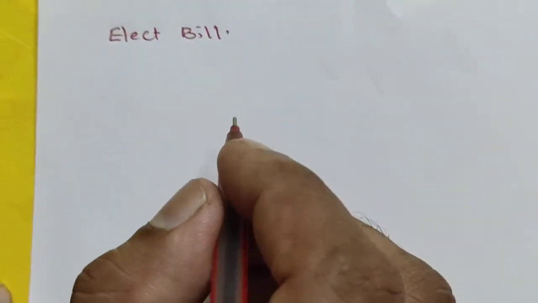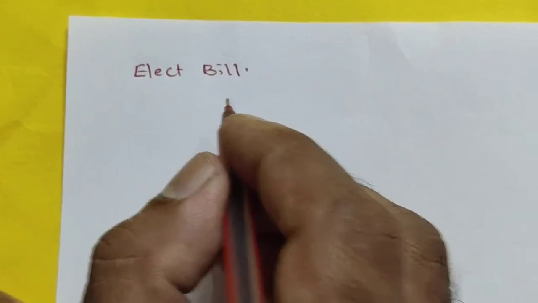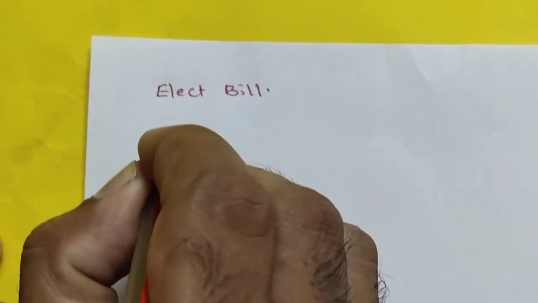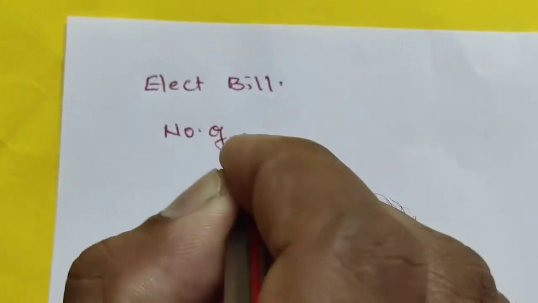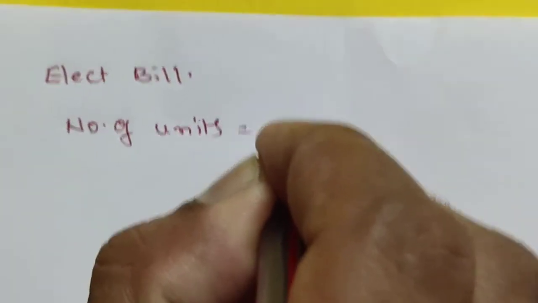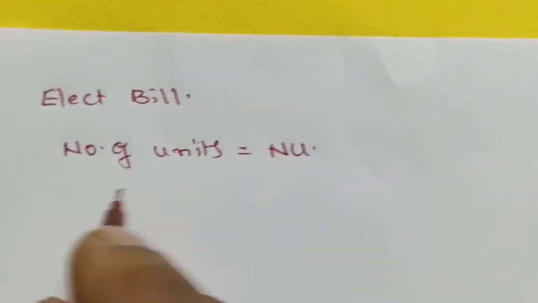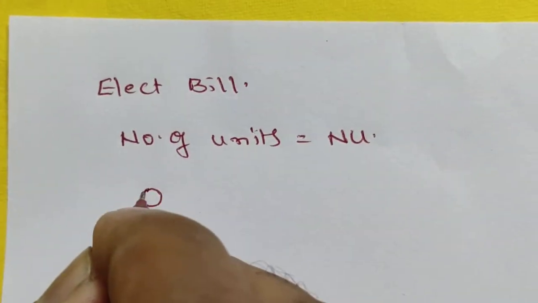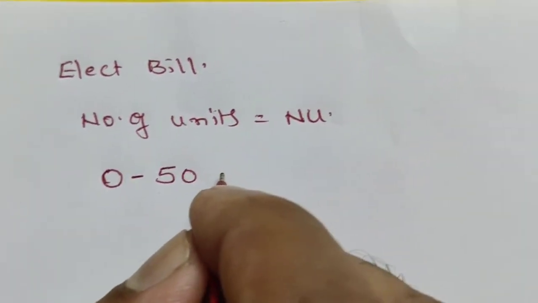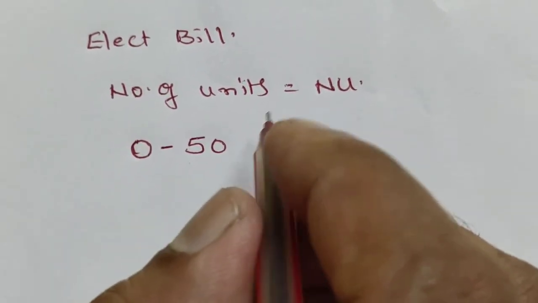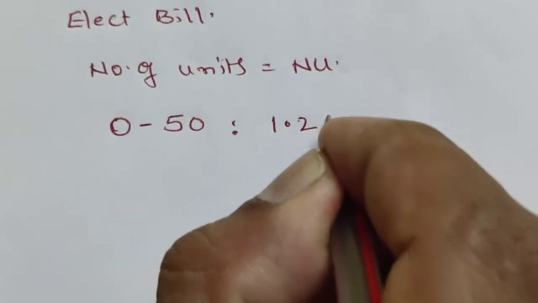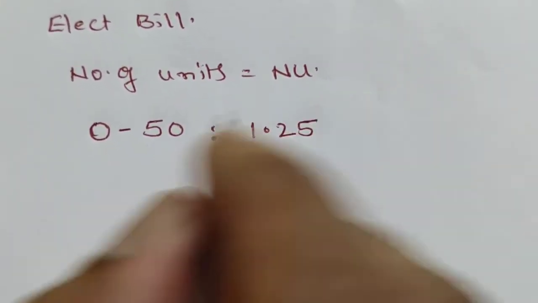Let us consider that each month, or bi-monthly, the number of units reading is taken. Let us consider the number of units as NU. Suppose the bill values the cost from 0 to 50 units of utilization. For each and every unit, 1 rupee 25 paise is charged.